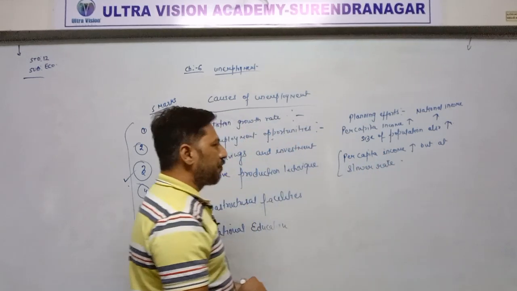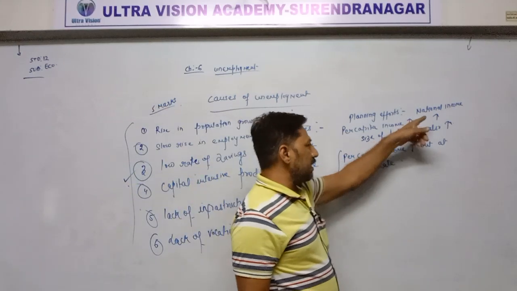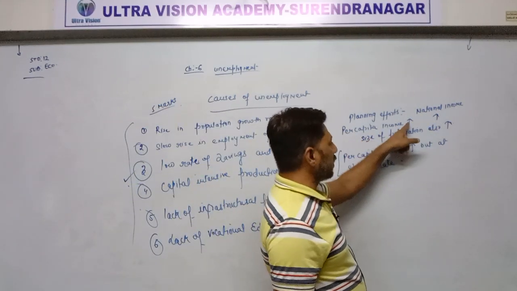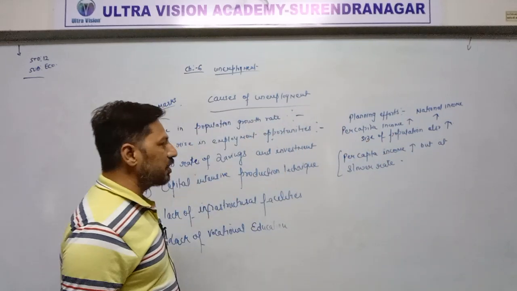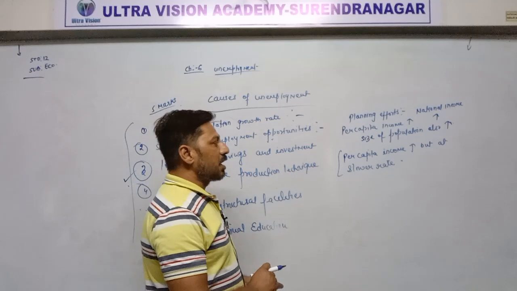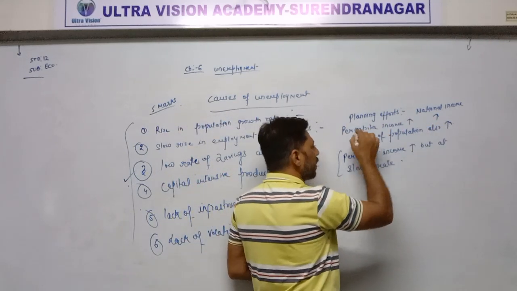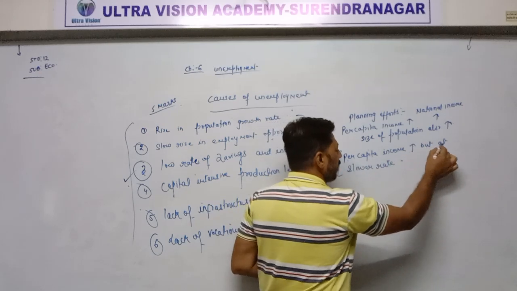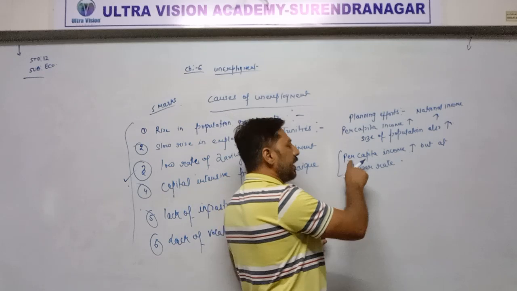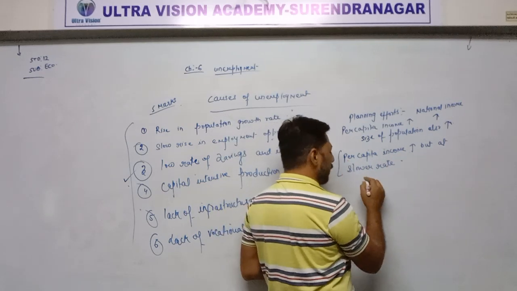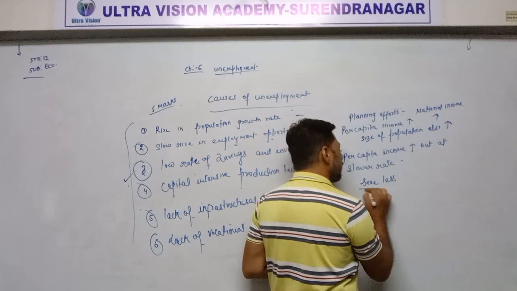So due to planning efforts, national income of India increases continuously, as a result per capita income also increases, but against it the size of population also increases continuously. Due to increase in population continuously, per capita income increases but at slower rate. And when per capita income increases at slower rate, then what happens? Individuals are able to save less.